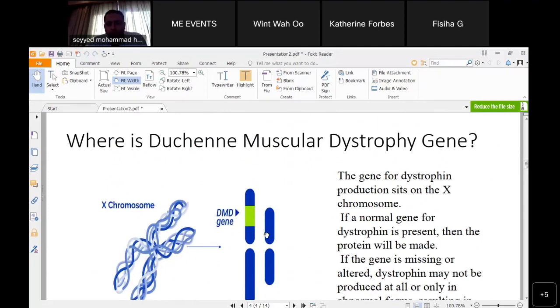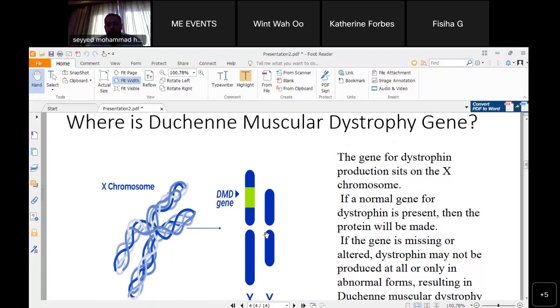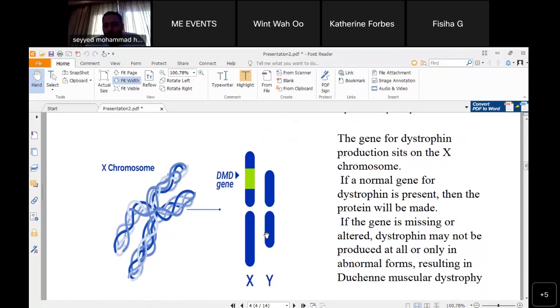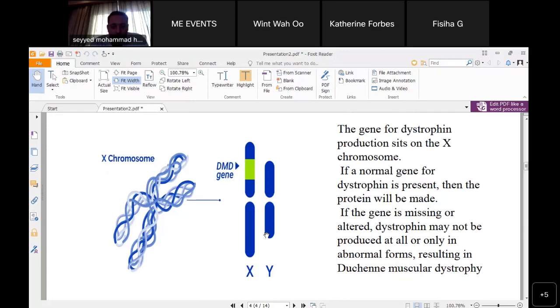Where is the Duchenne muscular dystrophy gene? The gene for dystrophin sits on the X chromosome. If we have a normal gene for dystrophin, the dystrophin protein is present and we are normal. If the gene is missing or altered or has a mutation, dystrophin may not be produced, and the result is Duchenne muscular dystrophy.